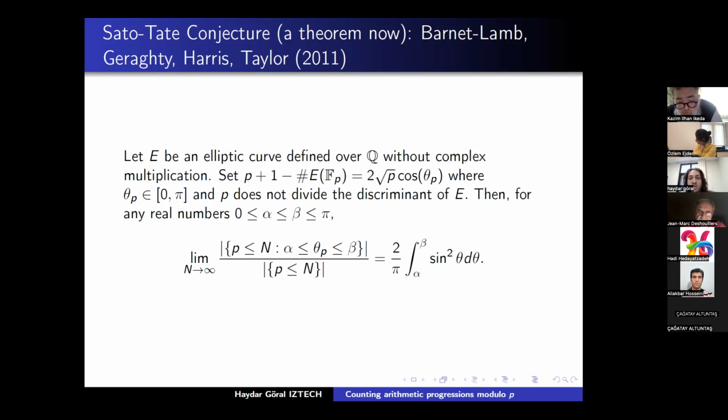So this means that actually there are many p's. This means that there are arbitrarily large p's where your remainder can be very close to 2 times square root of p, right? So you cannot eliminate them.